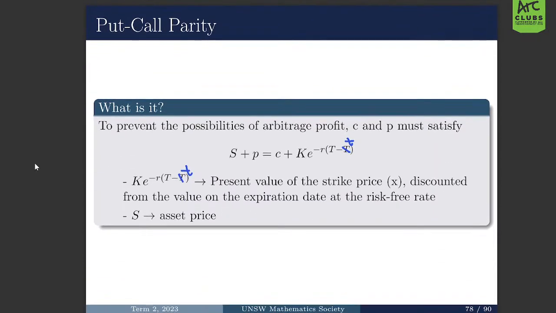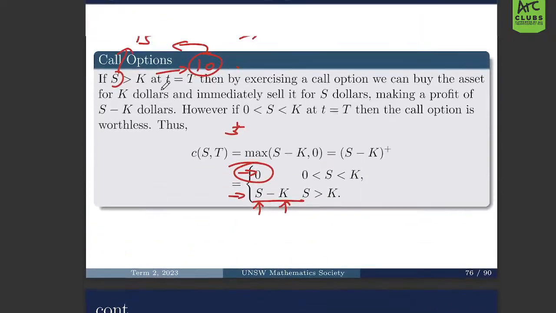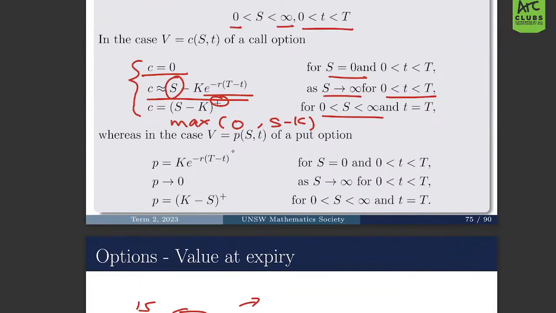And now following from that, we have put-call parity. And I believe this is also covered inside topic 7, so I'll just briefly cover it again. Essentially, it's just talking about this formula or this equation over here. And sorry, there's a typo again. So to actually prevent the possibilities of arbitrage profit, we have to make C and P, the call option and the put option, satisfy this equation over here. And you can see that this is really what we just talked about previously when, where is it? Here. This is really just what we talked about previously.